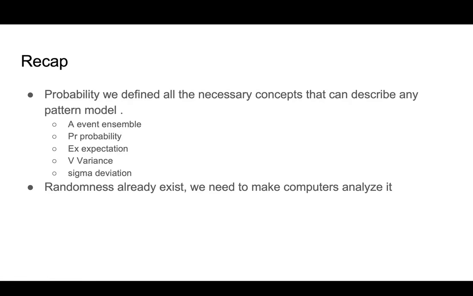So we know that probability is already defined as a mathematical concept and framework that can describe any pattern model that we have. So we already have all the necessary things for it. An example would be the event, probability, and variance and deviation. All these concepts and the theories that hold are already settled and invented. We just need to use them to, for example, in this case, analyze the randomness that exists and make the computer learn that analysis so we can foresee a pattern in there. Not exactly a predictable pattern, but just a bounded probability that we can rely on.